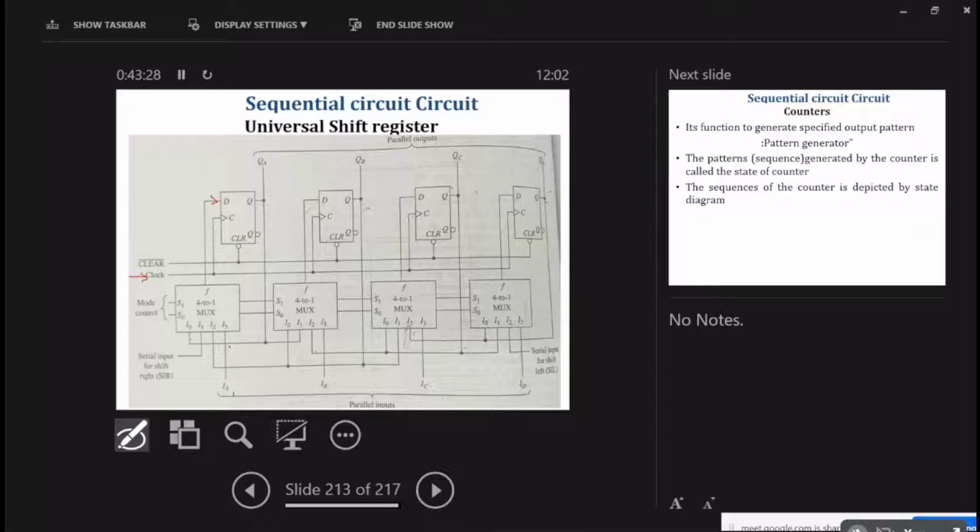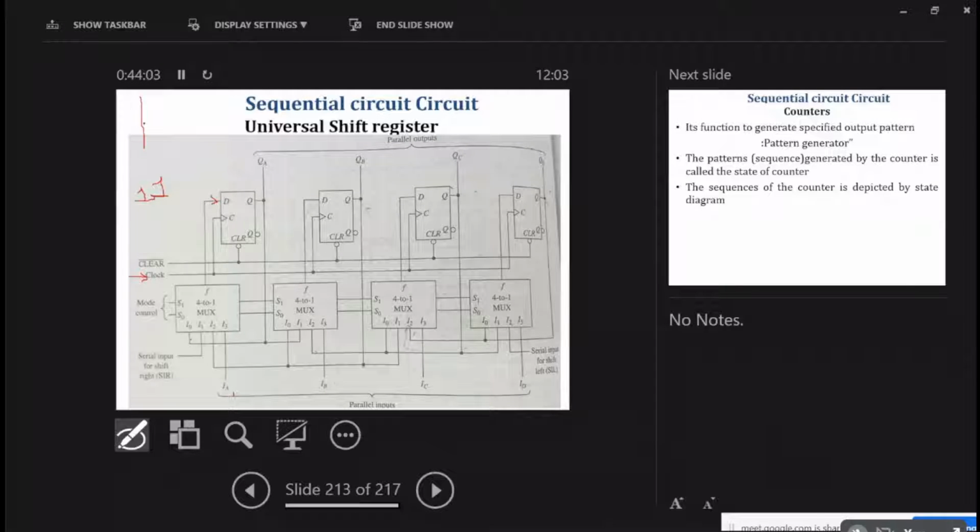I have already said that the I3 of each mux is connected with the individual bits of the parallel inputs. So to give the information parallelly into this register, we need to select this I3. I3 is connected with the individual parallel bits of the input stream. So the mode control pins will be 1 1.